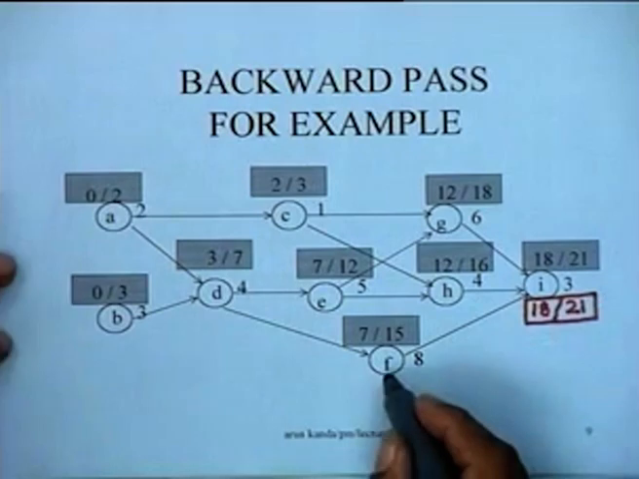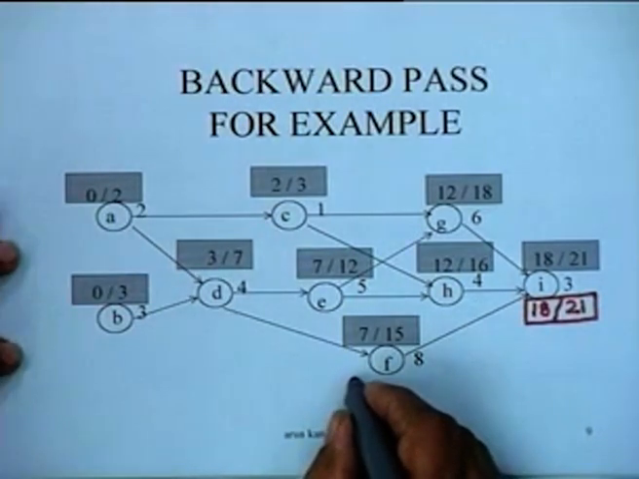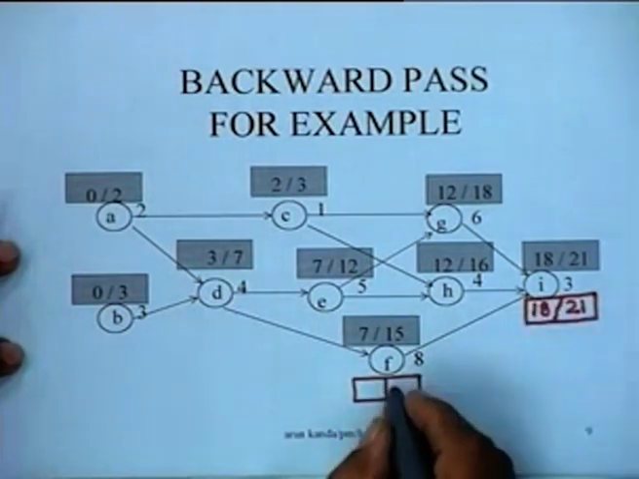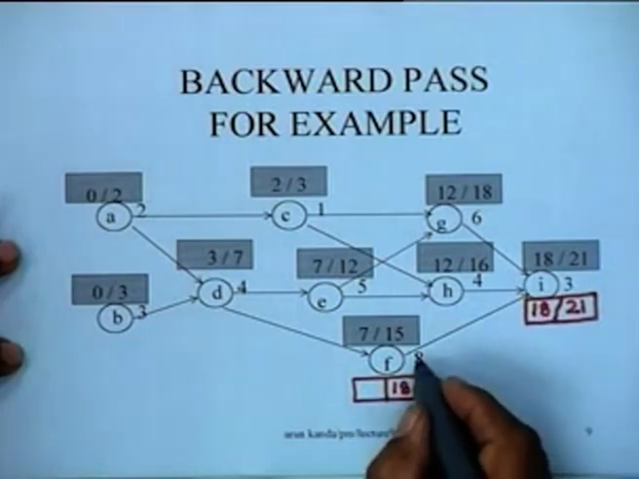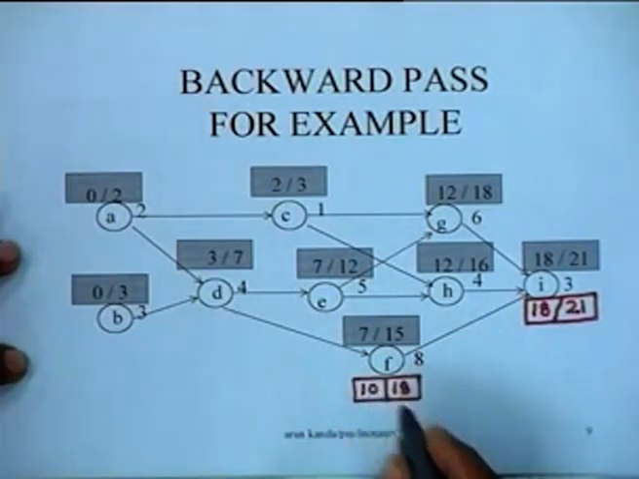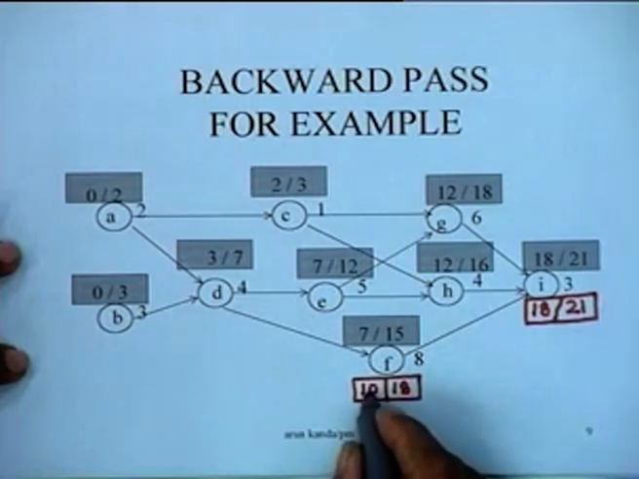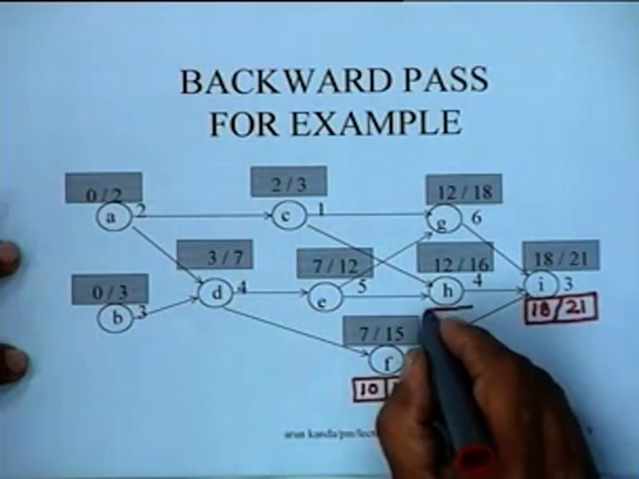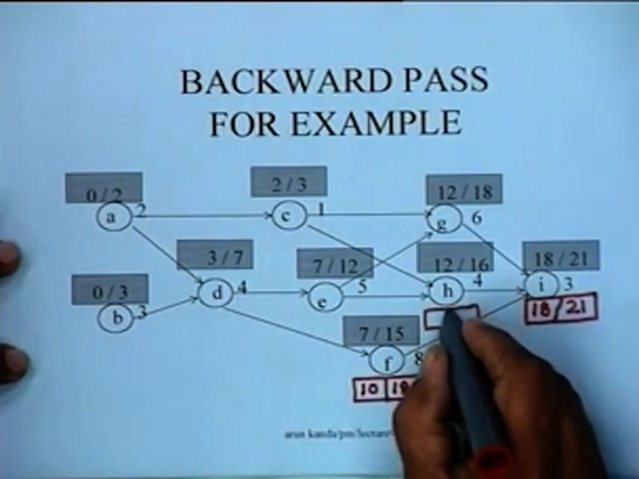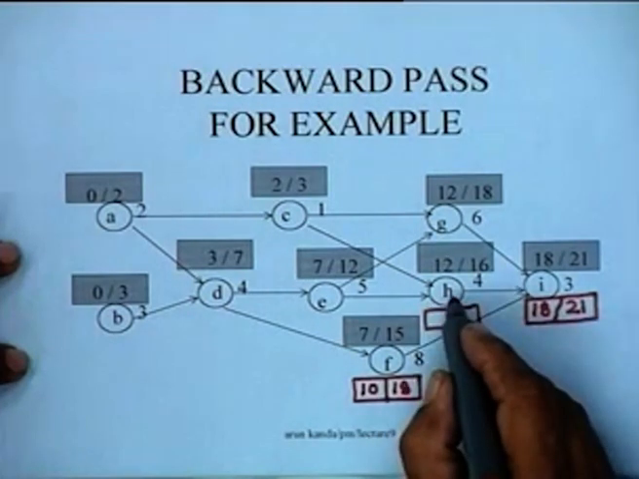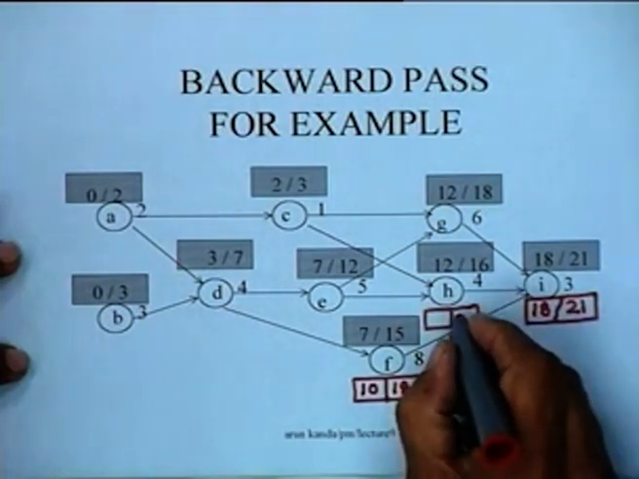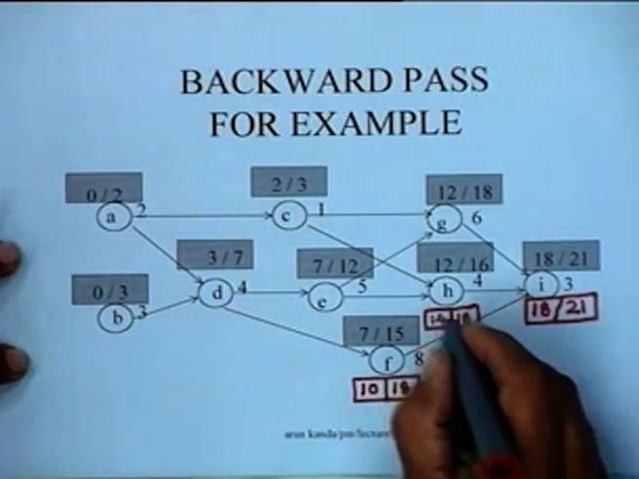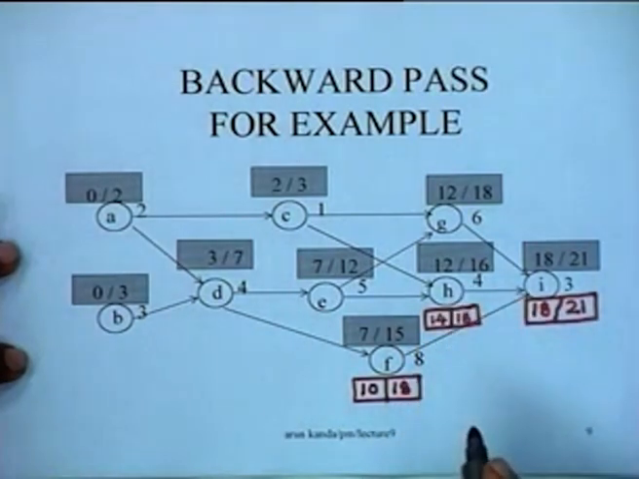Then for instance, we can come to activity F. When I come to activity F, what do I have to do? This 18 directly gets transferred here, and 18 minus 8 would be 10, right? This is the latest start and the latest finish for activity F. For activity H, what would be the corresponding values? There is only one successor for activity H, so this is simply going to be 18 and this is going to be 14, because the duration of this particular activity is 4.